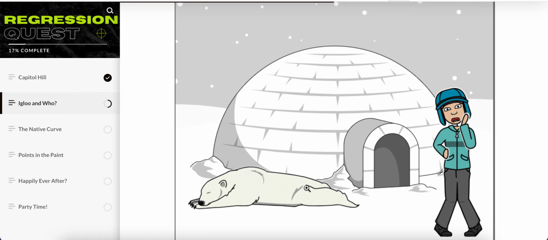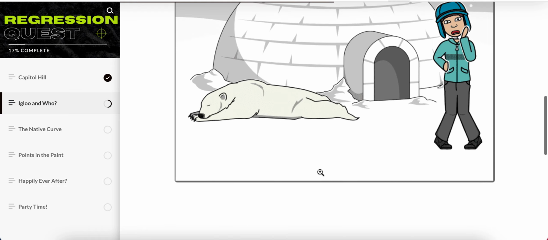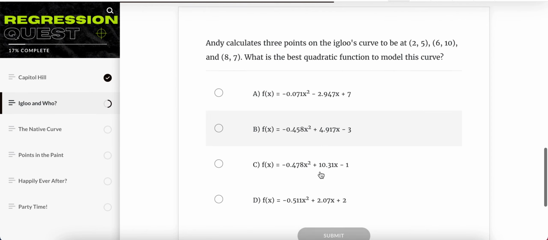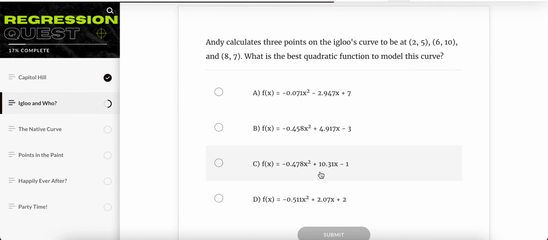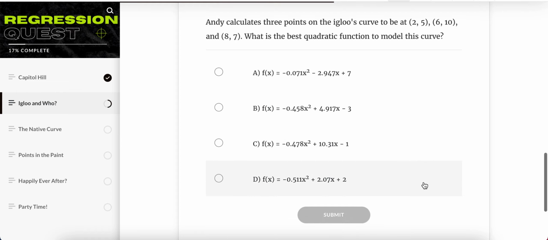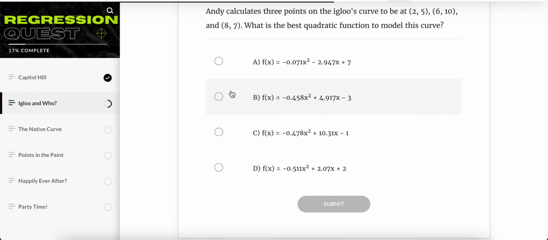And he's run across a polar bear that thankfully is asleep. And so, of course, Andy's a little nervous about that polar bear being there. He calculates 3 points on the igloo's curve, (2, 5), (6, 10), and (8, 7), and wants to figure out the best quadratic model for that situation. In this case, the correct answer is letter B.